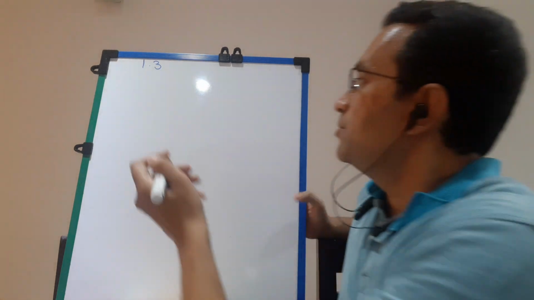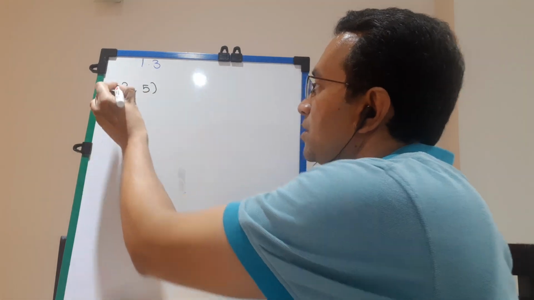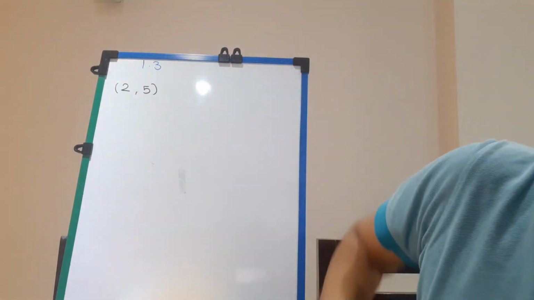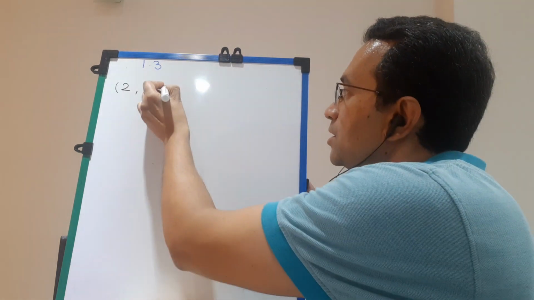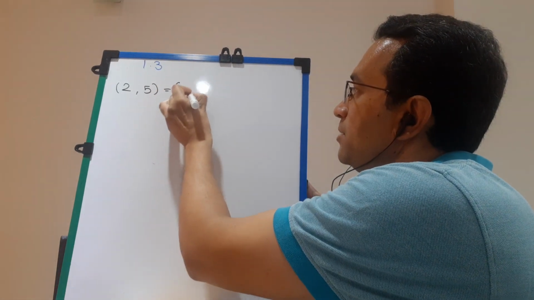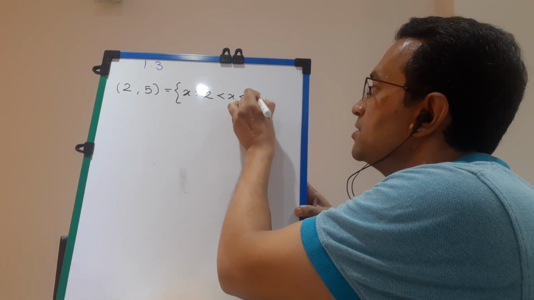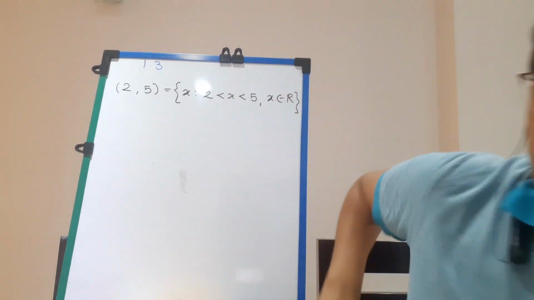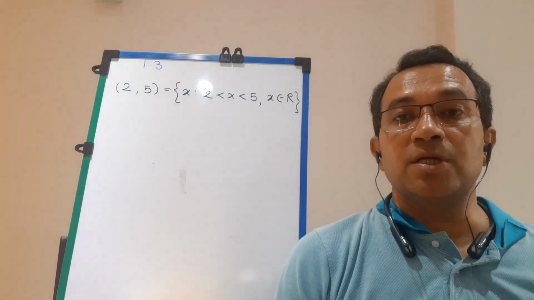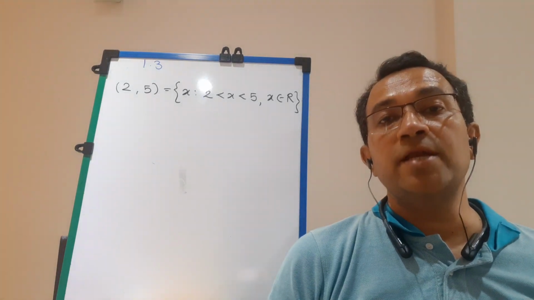Demonstrating the same example. Suppose it is 2, 5. Students, if I have the open interval 2, 5, then this includes elements x such that 2 is less than x less than 5 and x belongs to R. It means x is any real number between 2 and 5, excluding 2 and 5.